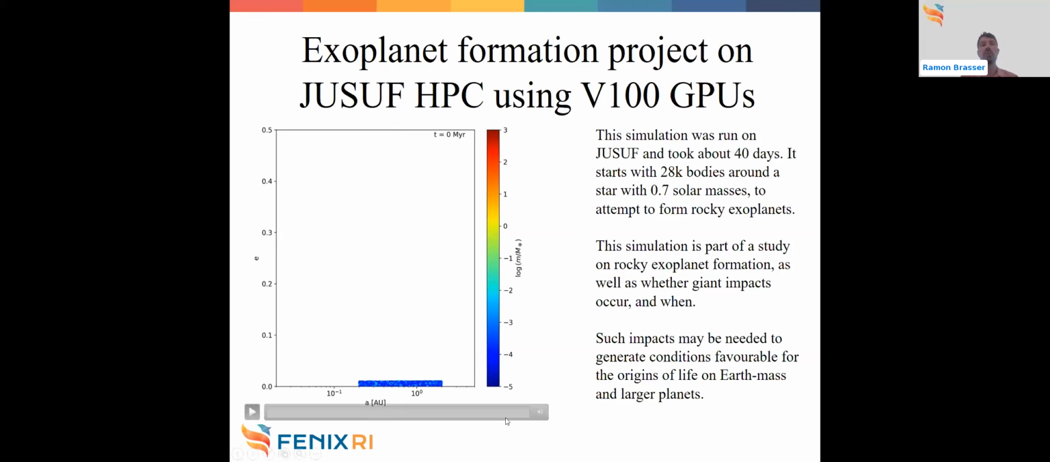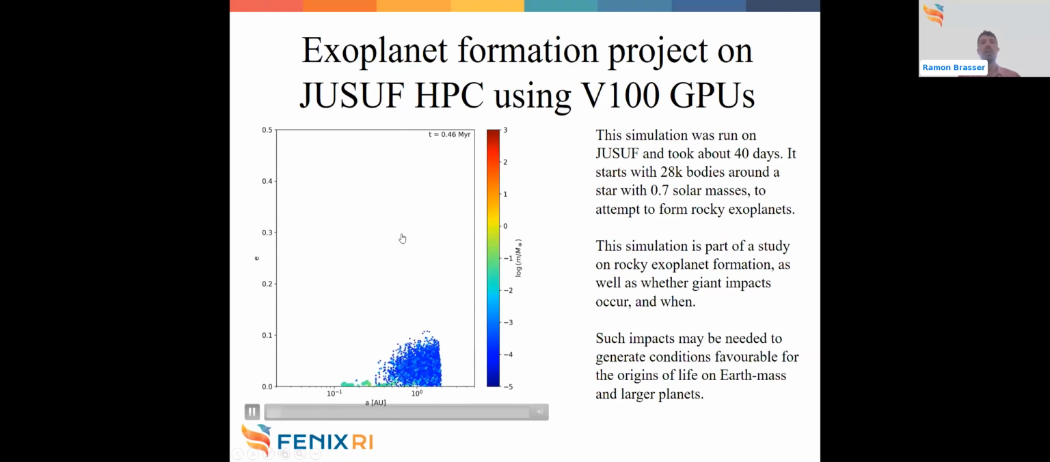So I start with a disk of material here with planetesimals or bodies with different sizes and masses, roughly between 0.2 and 2 AU. This started with about 28,000 planetesimals around a star with 0.7 solar masses, so it's slightly smaller than the Sun. It's called a K-dwarf in an attempt to form rocky exoplanets. And there's about 5 Earth masses of material in this disk.